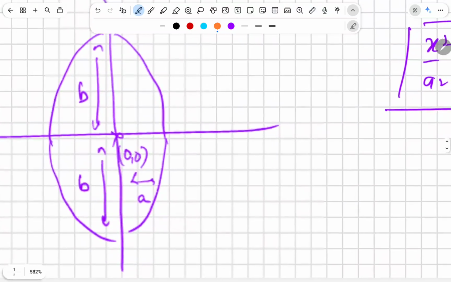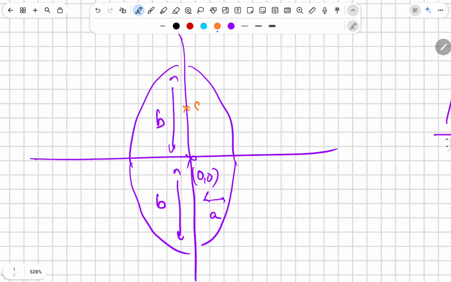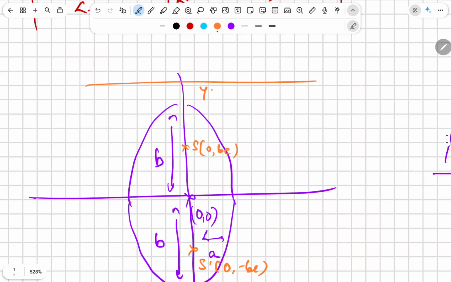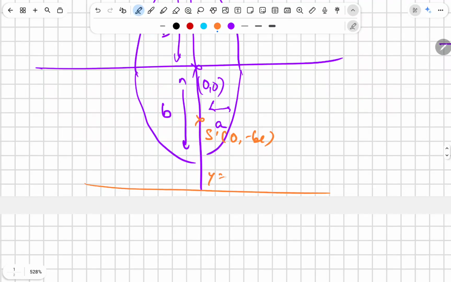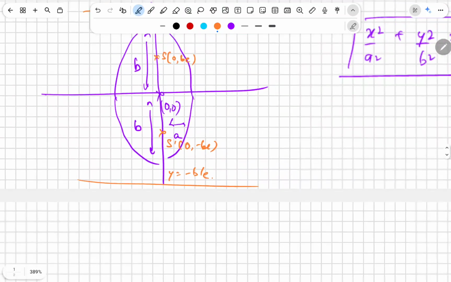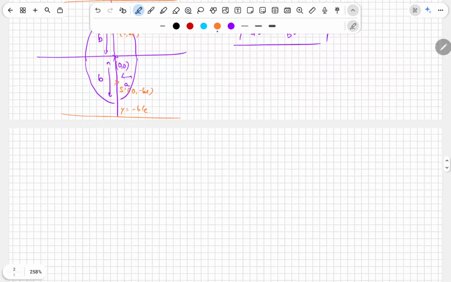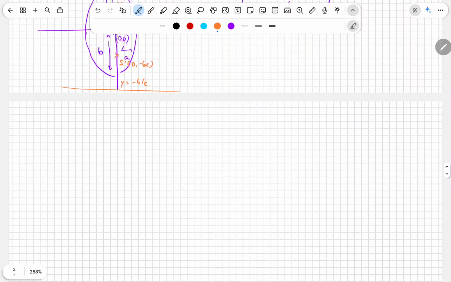Now let's talk about the important points. That is focus, which will be at 0, BE. Another focus will be at 0, minus BE. Directrix is going to lie at y equals to b upon E. Another directrix will be at y equals to minus b upon E. Okay. These were the some basic terms.